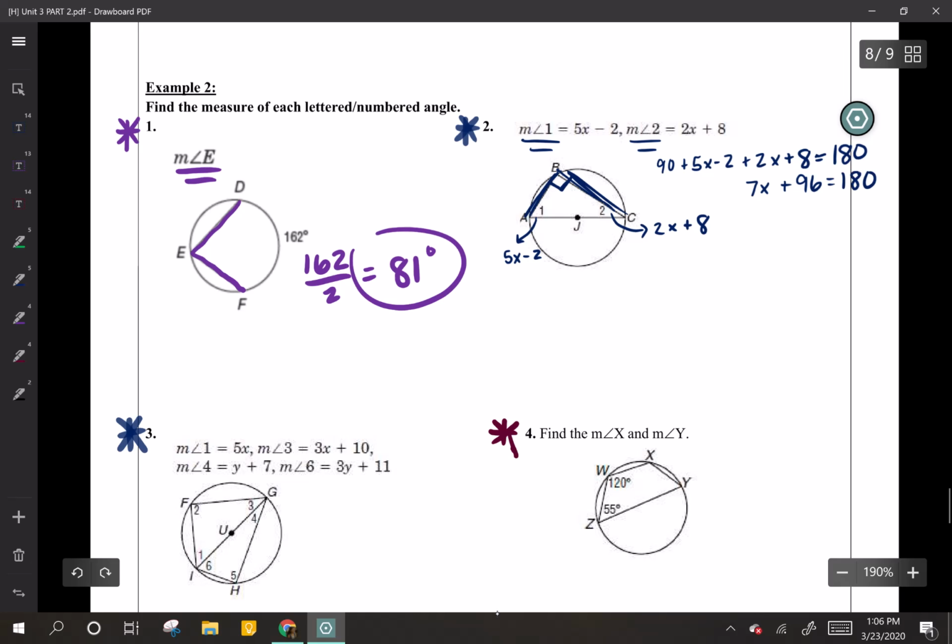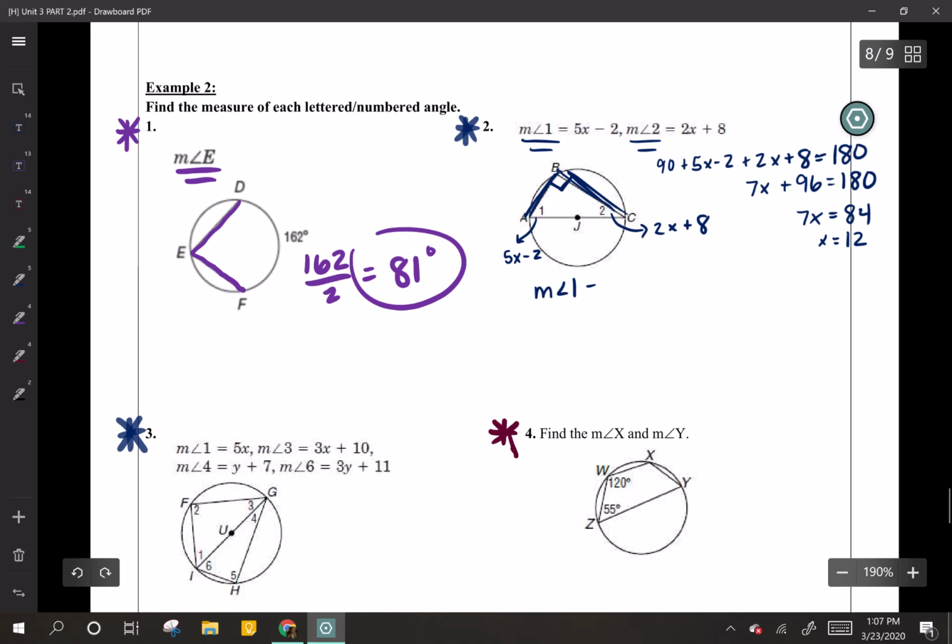Use inverse operations to get 7x equals 84. And then when you solve for x, you get x equals 12. Okay, now remember, our goal is to find the measurement of angle 1 and angle 2. So now that I know what x equals, I have to plug it back in.